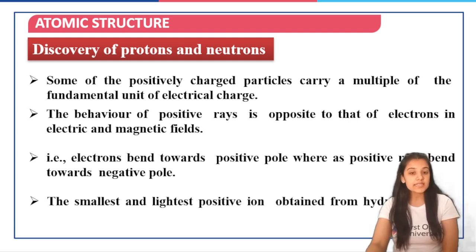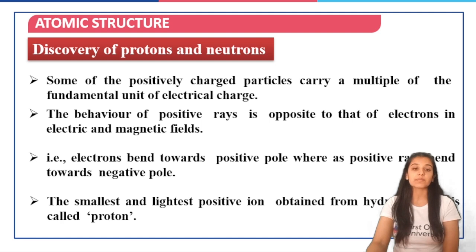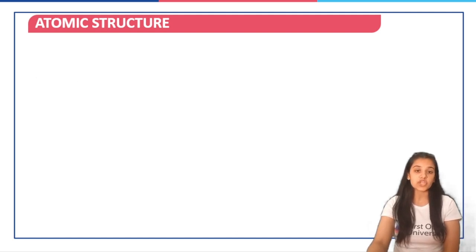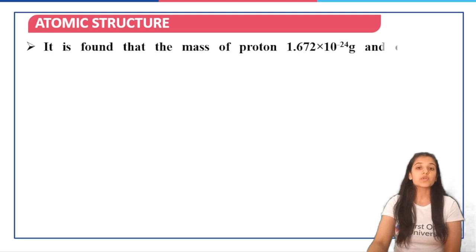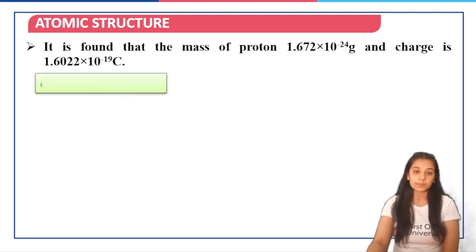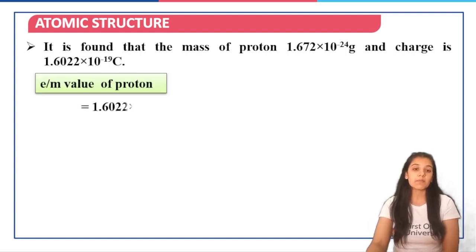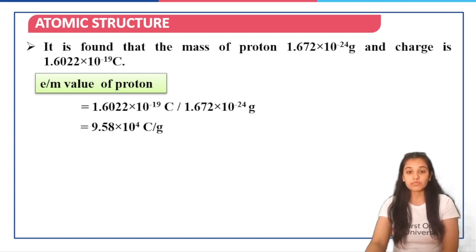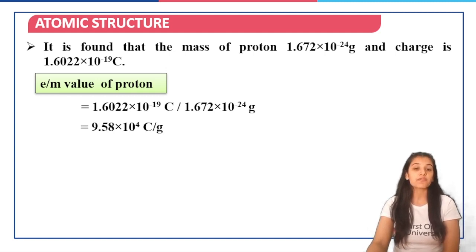The smallest and the lightest positive ion which was obtained was from the hydrogen gas, that was proton, H+. Now it was found that the mass of the proton was 1.672 × 10^-24 kg, and the charge was the same as that of e with just a positive sign, that was 1.6 × 10^-19 coulomb. So here the e/m value turned out to be 9.58 × 10^4 coulombs per gram, or you can also convert it into kilograms as 9.58 × 10^7 coulombs per kg.